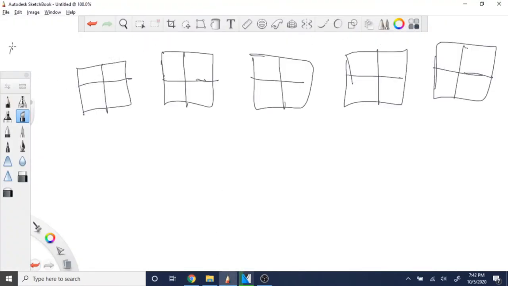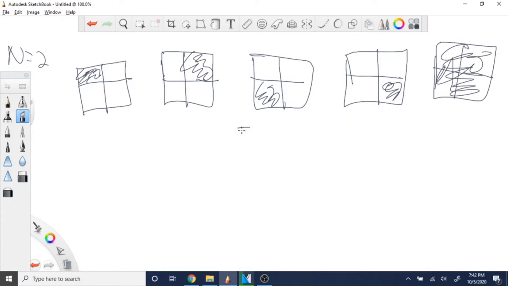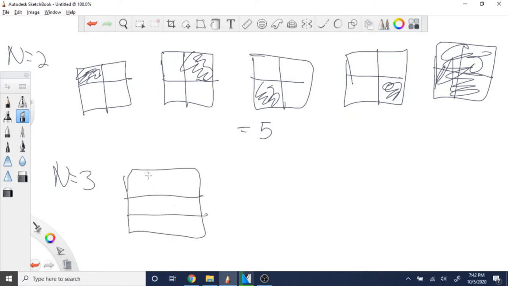So for n equal to 2, we have this: left side, then right side, then bottom left, then bottom right, and then the total, right? And that's equal to 5. The answer is 5. Now let's check if n is equal to 3. If n is equal to 3, we have a 3 by 3 grid, so it's like this.